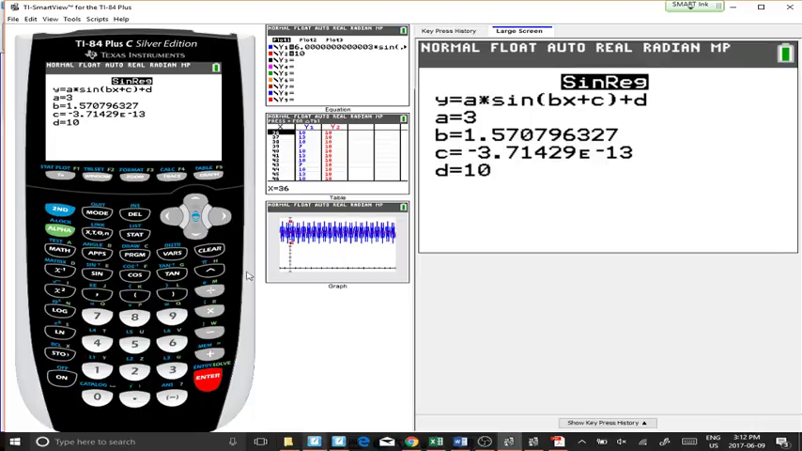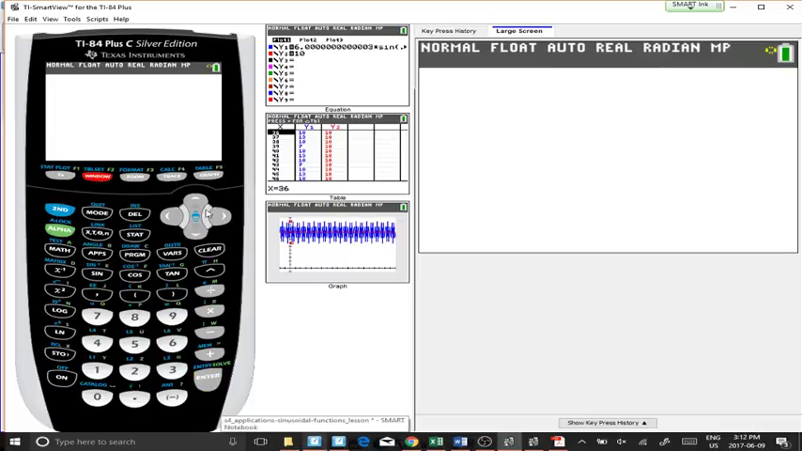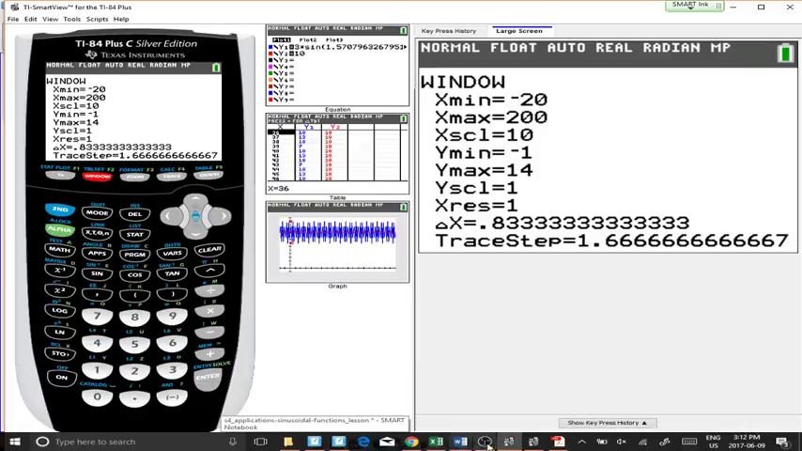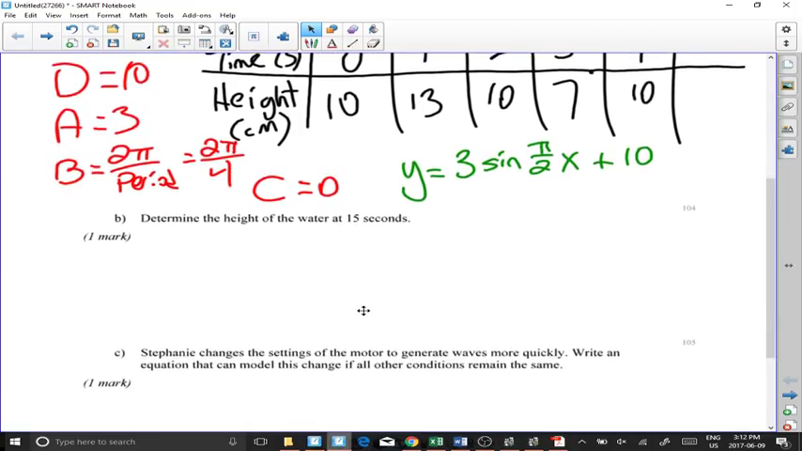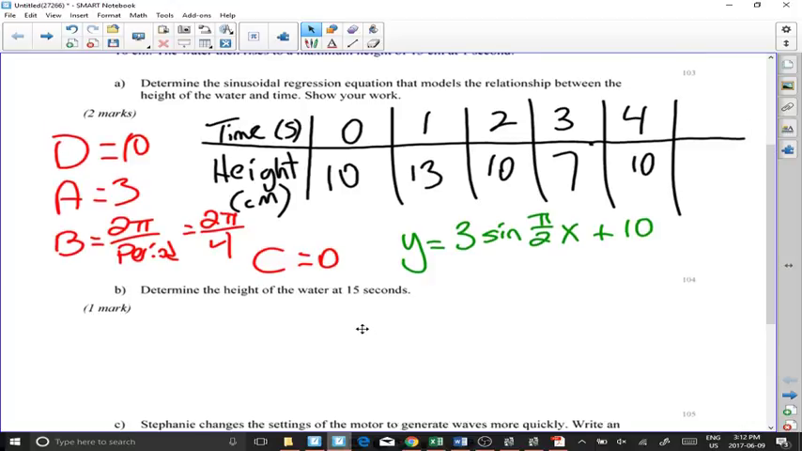Now, I am going to set an appropriate window, or maybe I'm not. Let's see what the question says here. Question says, what's the height of the water at 15 seconds? Well, here's an interesting question, guys. If we understand periodic functions, you don't even need the graphing calculator. I'll tell you why. What's the period of this graph? 4 seconds. After 4 seconds, it's done.